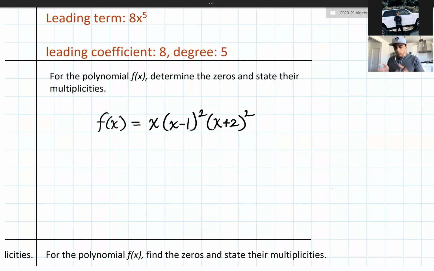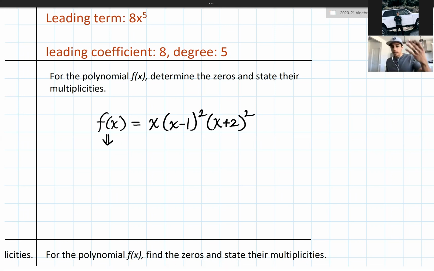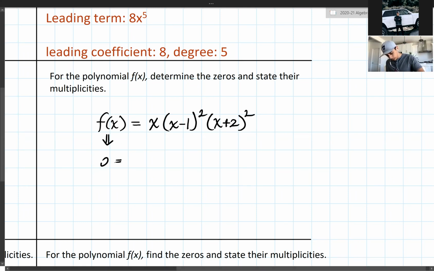All right. In order to do that, the first thing we would have to do is change f of x into 0, because that's the only way that we can really apply the zero product property. There's nothing else on the left side. We know that f of x is the same thing as y. So all we need to do is change that to 0 so that we can solve. So we get 0 is equal to x times x minus 1 squared times x plus 2 squared.